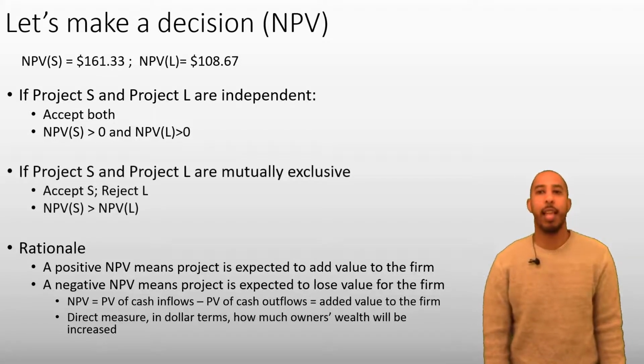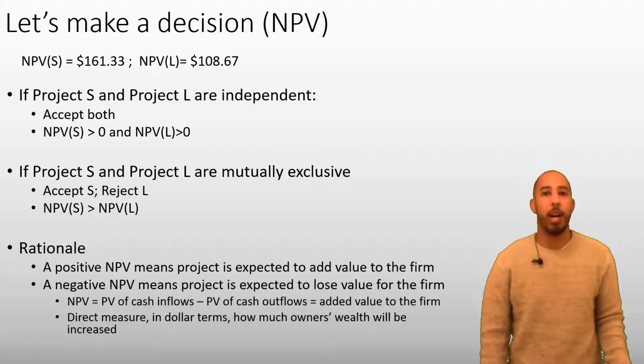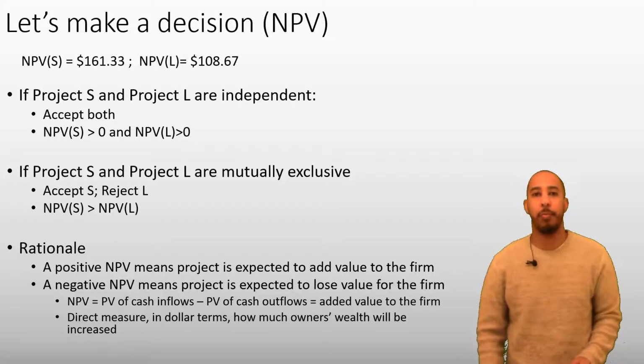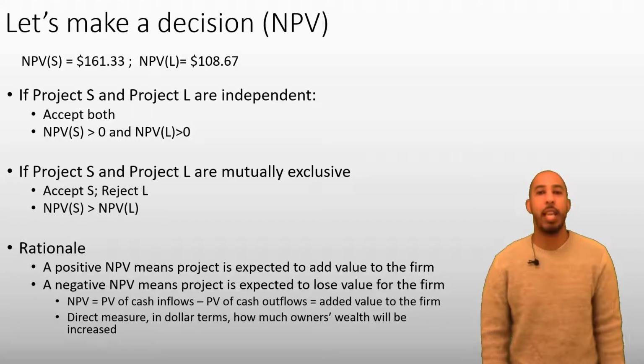Let's consider the case that S and L are mutually exclusive this time. If we do one of the projects, then we can't do the other. If that's the case, then we would accept project S and we would reject project L. The reason is project S will increase the value of the company more than project L will. So if we can only do one of them, we should select the project with the largest NPV.